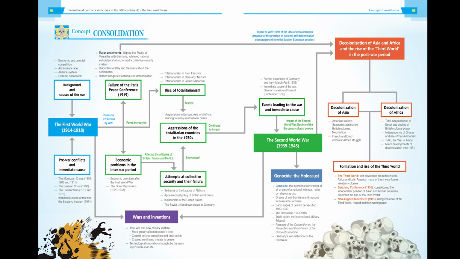Wars and inventions. Total war and new military warfare more greatly affected people's lives, caused serious casualties and destruction, created continuing threats to peace. Technological innovations brought by the wars improved human life. The Second World War, 1939-1945. Events leading to the war and immediate cause. Further expansion of Germany and Italy, March-April 1939. Immediate cause of the war, German invasion of Poland, September 1939.